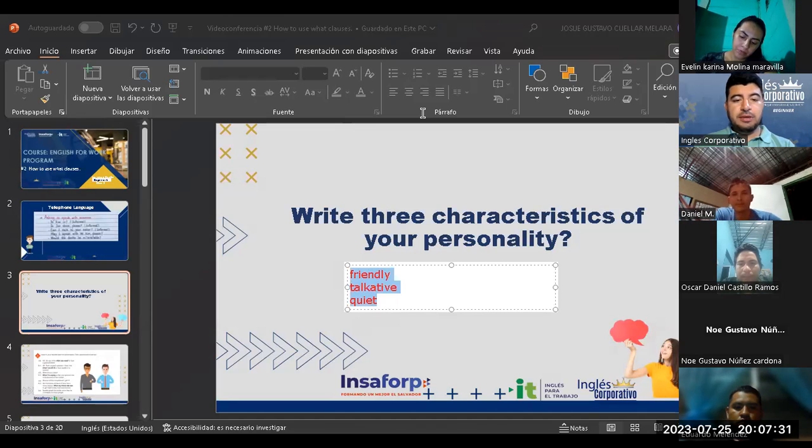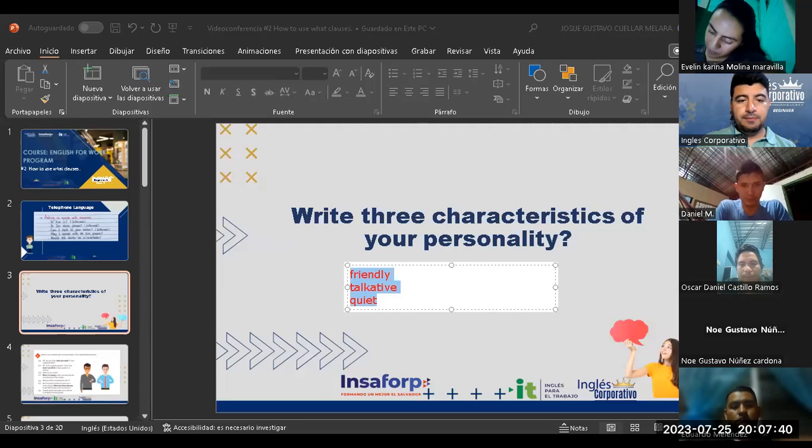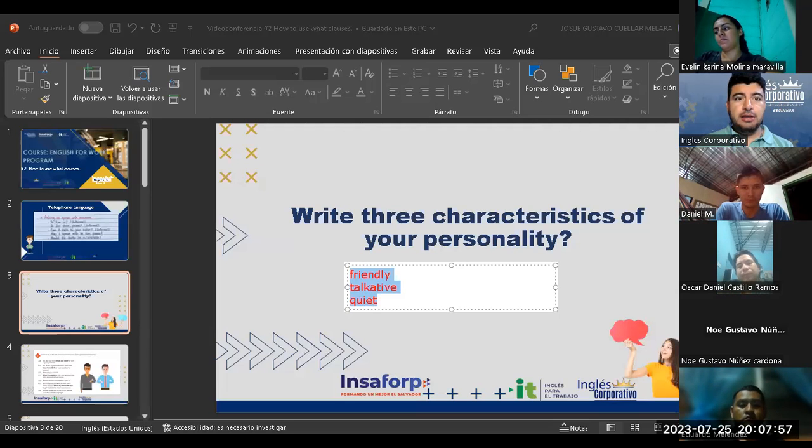So in my case, you write: I am friendly, talkative, and quiet, okay? If you don't get any adjective, you can Google it. Remember, write three characteristics of your personality. Use personality adjectives to describe yourselves. Nice. I'm going to wait for your responses here in the chat.